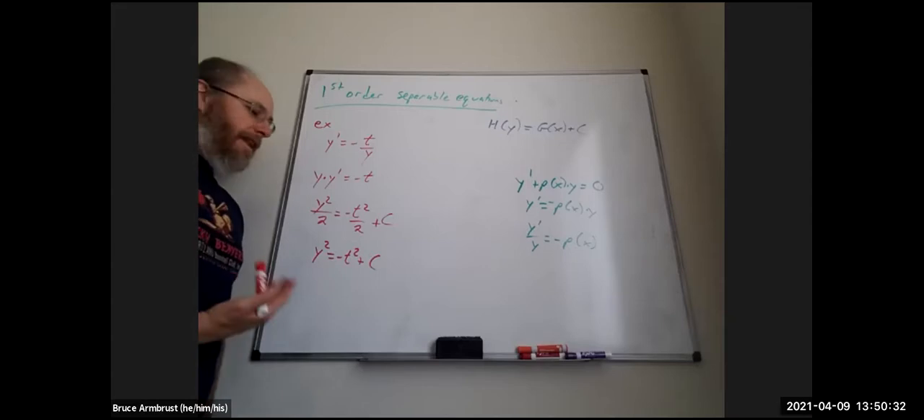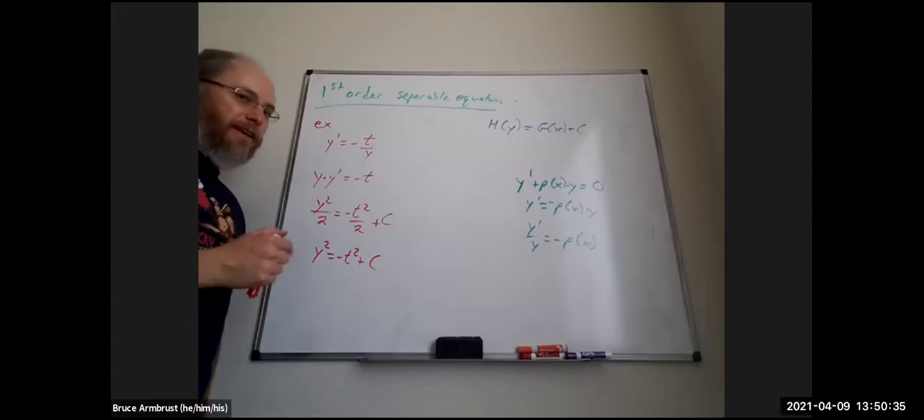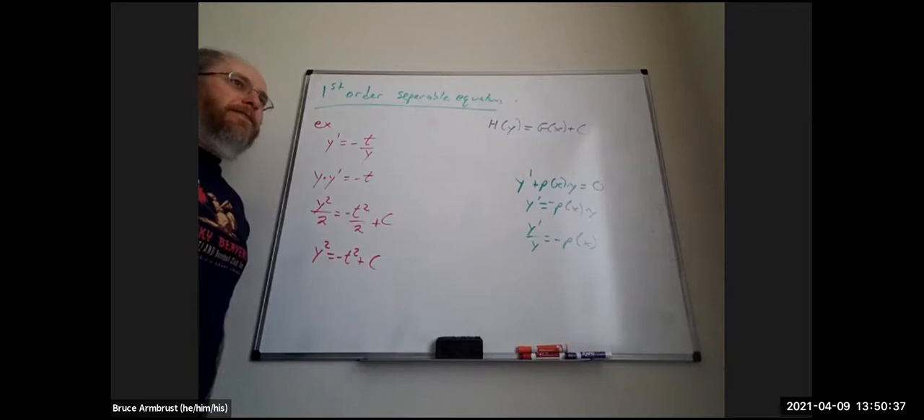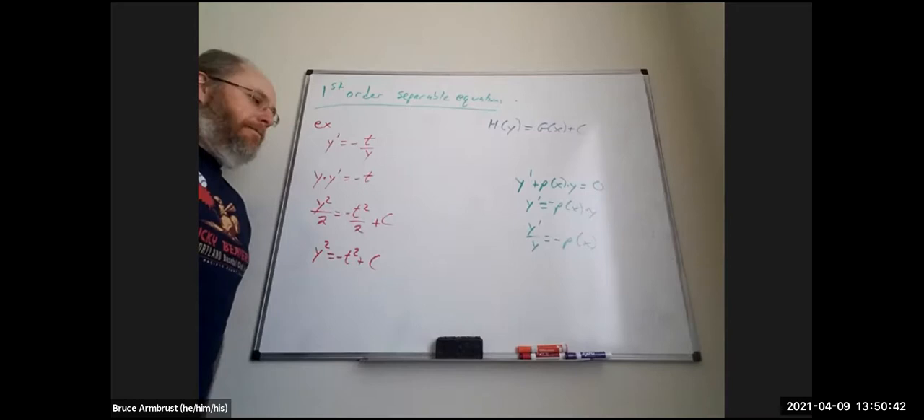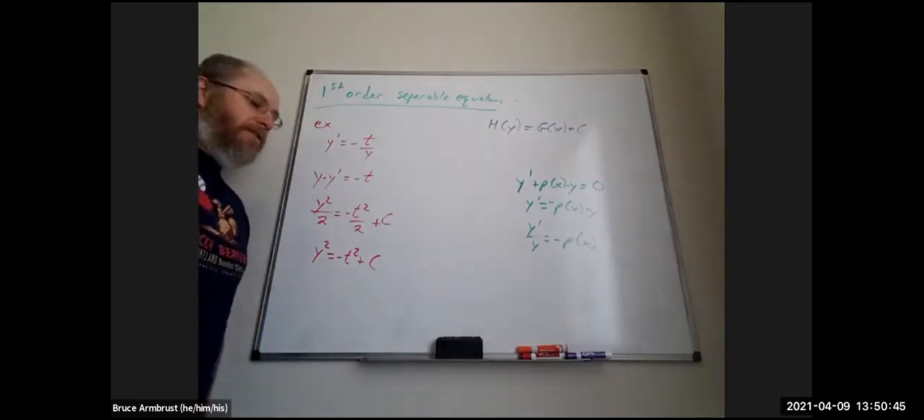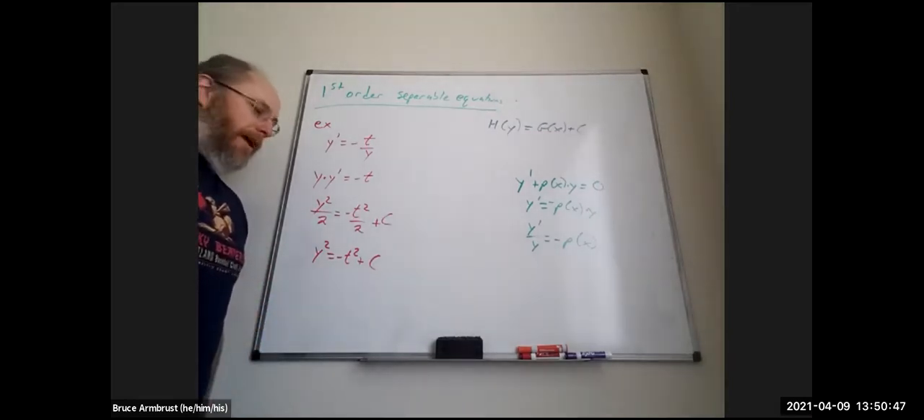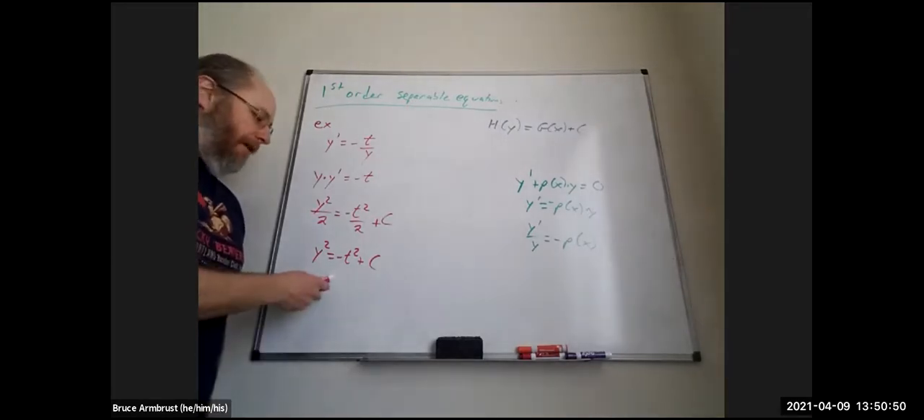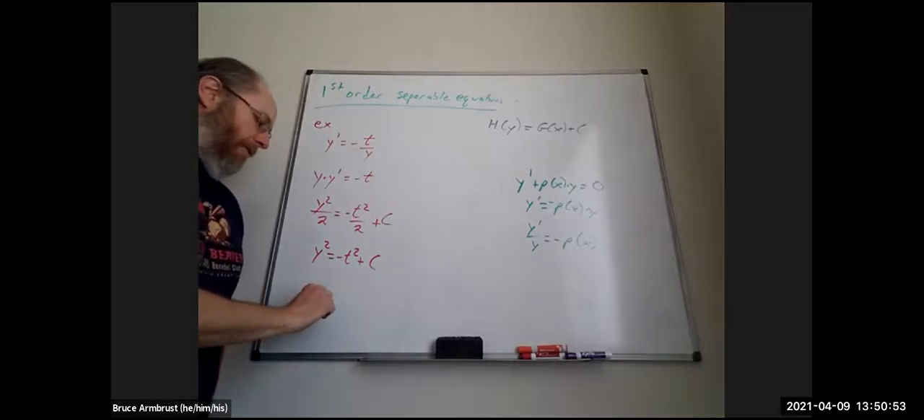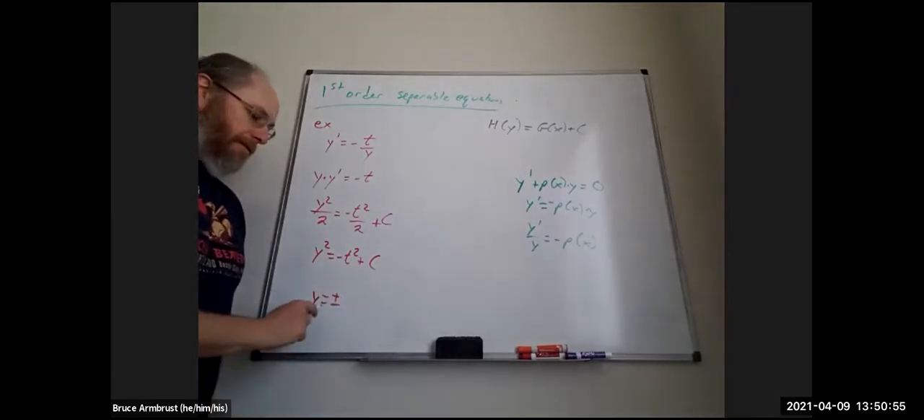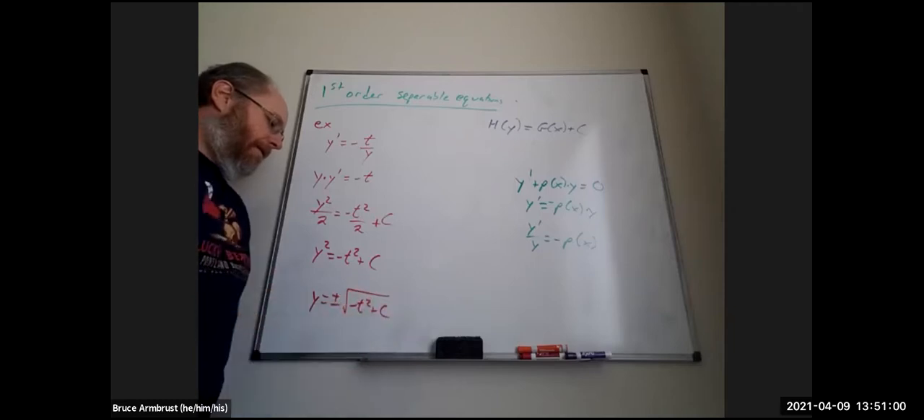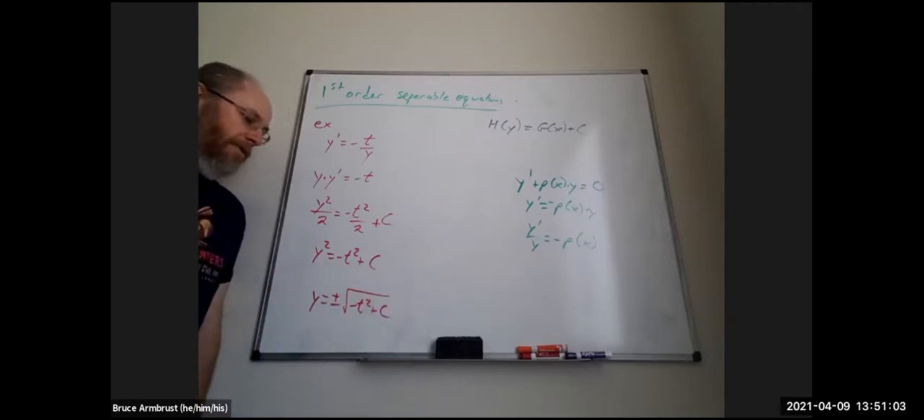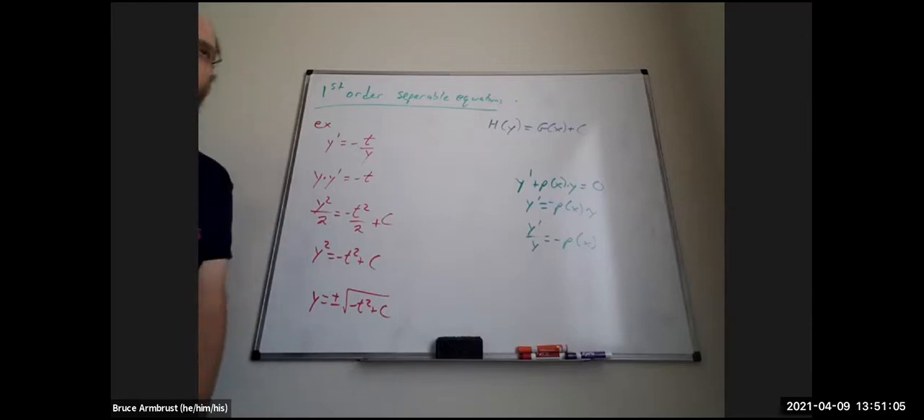All right. Now, this is maybe not the one place, but this is one place where we have to be a little bit careful. And it's if we want to solve for y, we really have to watch out for that. Because if I were to solve for y here, I'd take a square root, but don't forget, there's a plus or minus. So we would get y equals plus or minus the square root of negative t squared plus c.